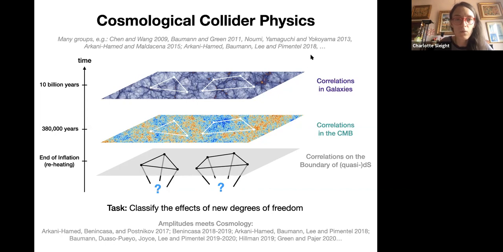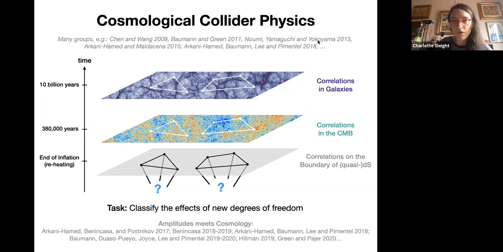What I've just described is what is often referred to as the cosmological collider physics program, and this has been pioneered by numerous groups, some of which I put here on the slide. And this is essentially where we view the inflationary expansion as this insane high energy particle collider.